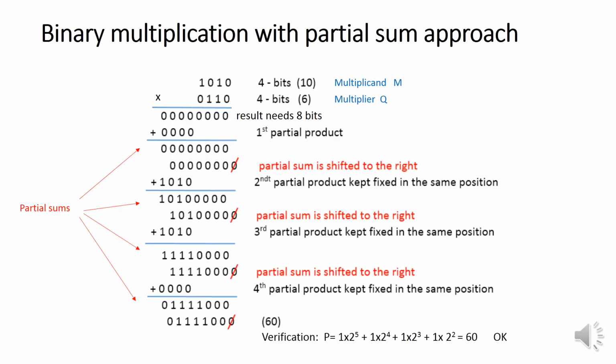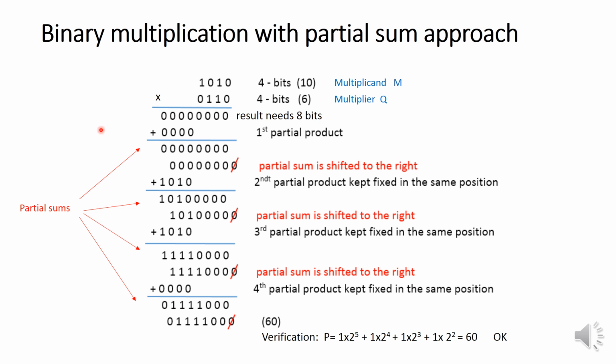Let's visualize these 2 tricks with an example using 4 bits. The multiplicand is 1010, which in decimal is equal to 10. The multiplier is 0110, which in decimal is equal to 6. This is the multiplication process. This first line is just to set the number of bits of the result.